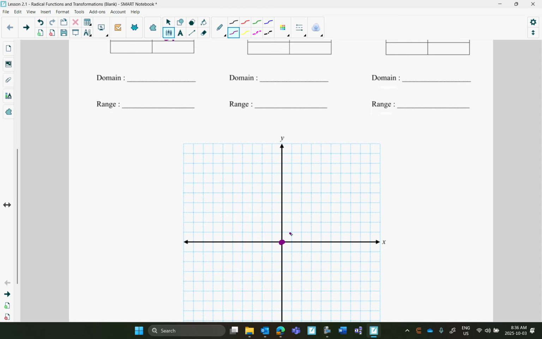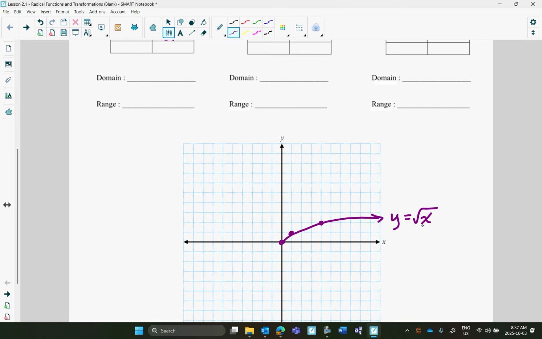So 0, 0, 1, 1, 4, 2, and you see it takes a curved shape. Specifically, it's half of a sideways parabola. And this is the function y equals root x. So that's the basic function, or the mother function, we call it. All other ones come from this.